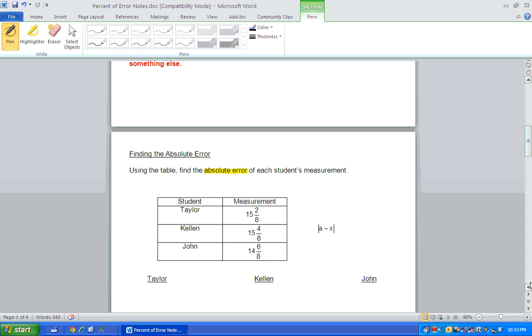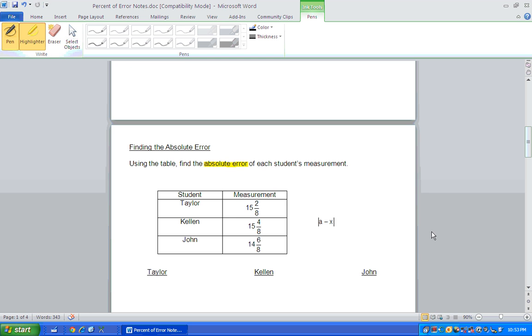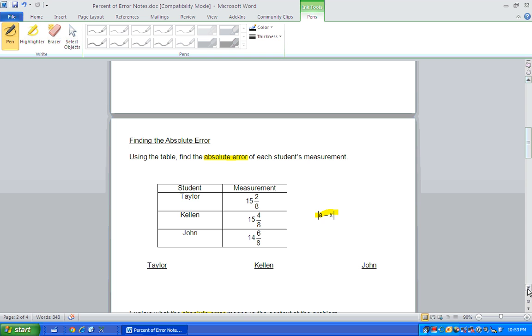So remember, for absolute error, we're going to use that equation where we find the difference of the approximate value and the exact value. So for this problem, Taylor's approximate measurement was 15 and 2/8 inches minus the exact measurement of that diagonal, which was 15 inches. Now don't forget, you have to put that inside the absolute value symbol, which will change your answer to positive. So her absolute error was 1/4 of an inch, or 25 hundredths if you change that to a decimal.